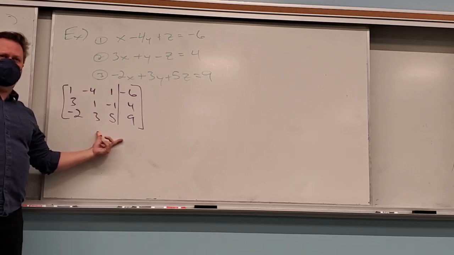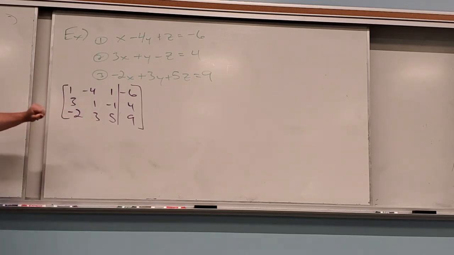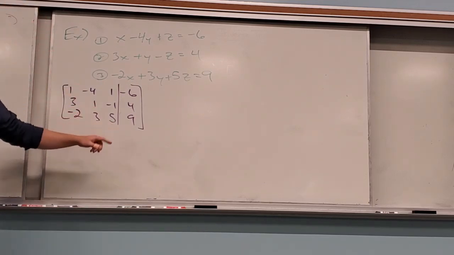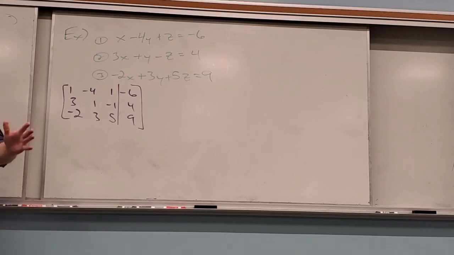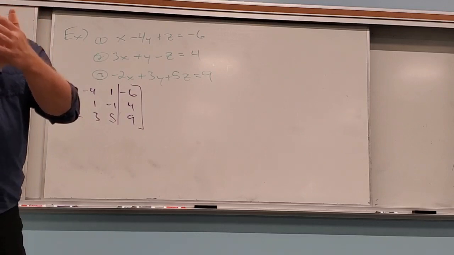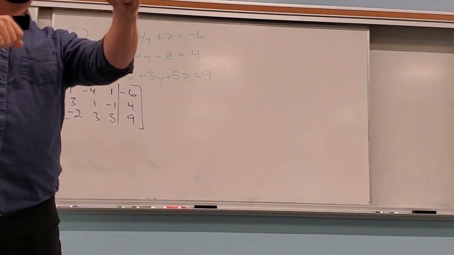Okay, maybe. I don't know if you guys really get what I'm saying. So somebody tell me, where do you want to start? Which column do you want to start with? One, two, or three? Which one? And again, what are we trying to do? We're trying to make zeros. I love it, because when we make zeros, we've killed a variable.